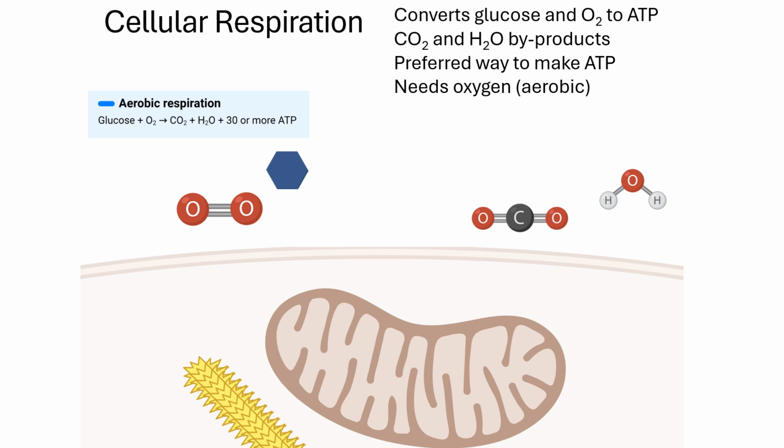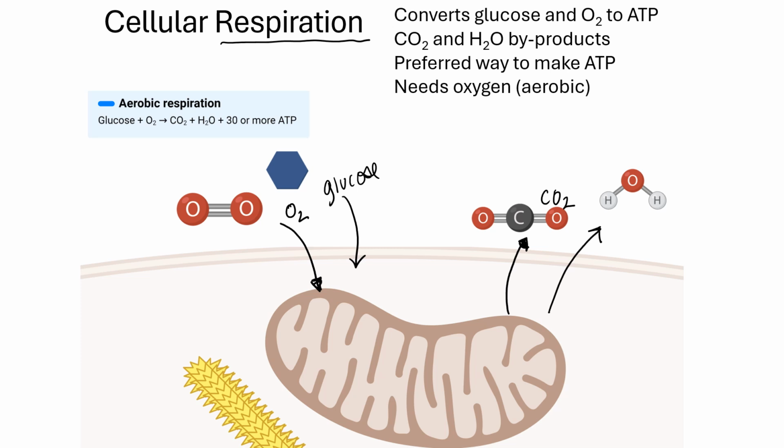The process that takes energy from your food and traps it into ADP is called cellular respiration. Do not be fooled by the term respiration. It doesn't mean breathing. It means the exchange of gases. What we're doing is exchanging oxygen, this is our molecular oxygen, for carbon dioxide. In addition, we are also exchanging glucose for water.